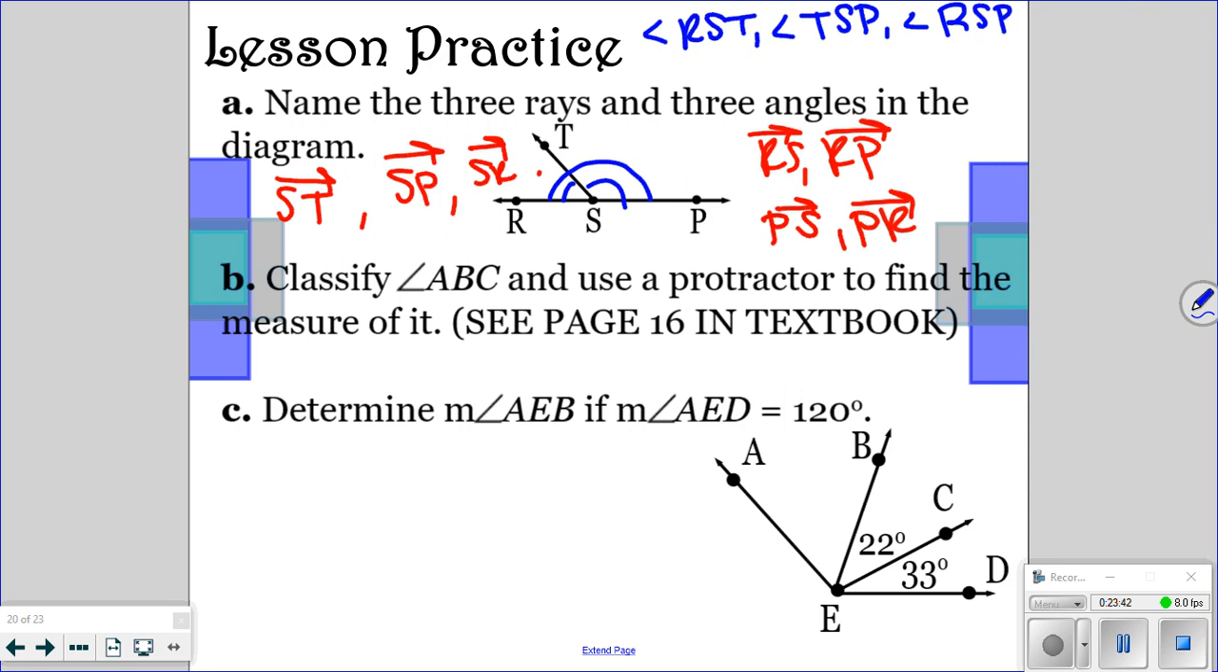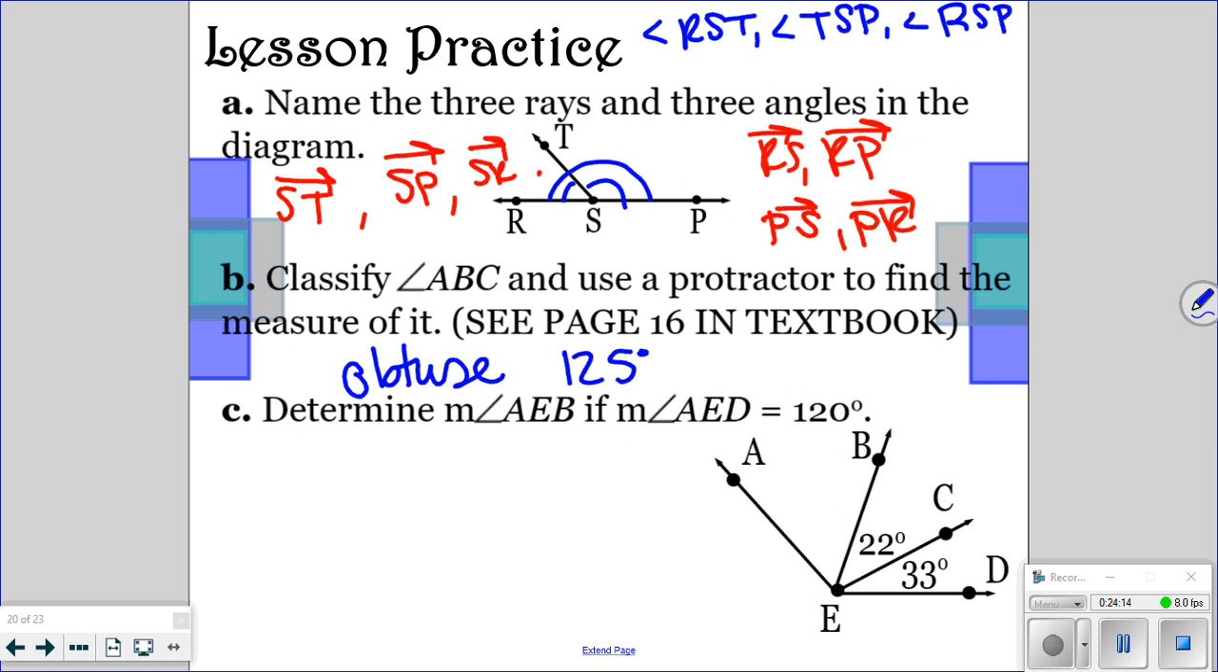in that picture. Alright, for B, if you look in the book on page 16, you're going to need to use the book to do that one. It should be an obtuse angle. You can tell that by looking at it. And it should measure 125 degrees. So if you did not get that, grab a neighbor and y'all go over that one real quick. Y'all may need to pause the video so you can make sure to go over that one.